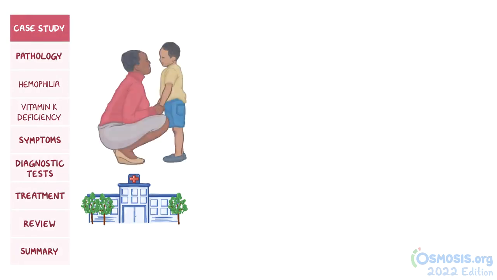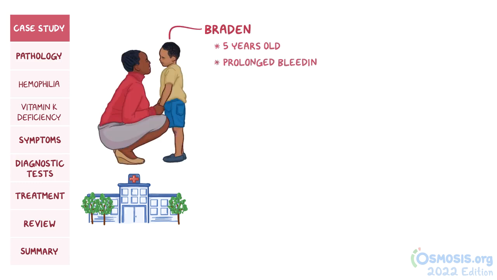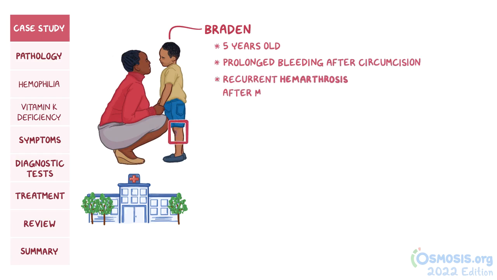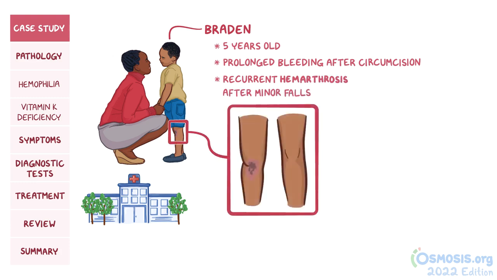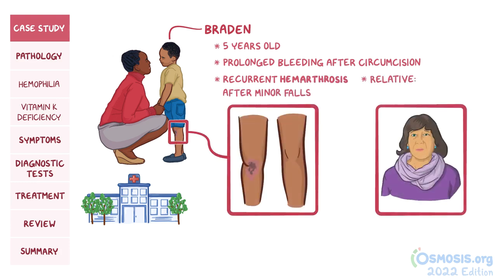At the hematology ward, there's Braden, a 5-year-old male who developed prolonged bleeding after circumcision. His mother is worried because he has a history of recurrent hemarthrosis after minor falls. Family history reveals a relative of his mother who suffered from bleeding diathesis.